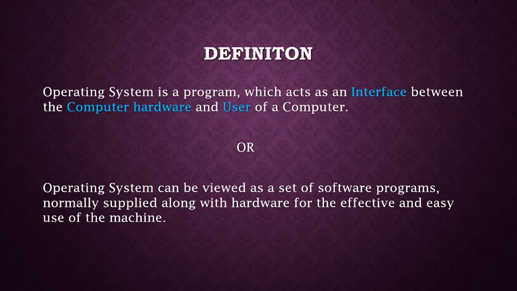With this, we come to the definition of operating system, that is, it is a program which acts as an interface between the computer hardware and the user of a computer. Or it can be viewed as a set of software programs normally supplied along with hardware for the effective and easy use of the machine. Every computer must have at least one operating system to run other programs.